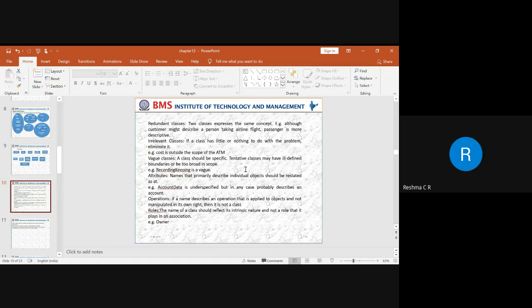Here is an example from the ATM case study where we are taking account data as a name of a class. It describes the type of data. When you say account data, the account can be of two classifications: either the account belongs to a savings account or the account belongs to a current account.